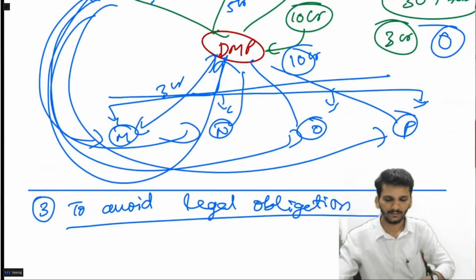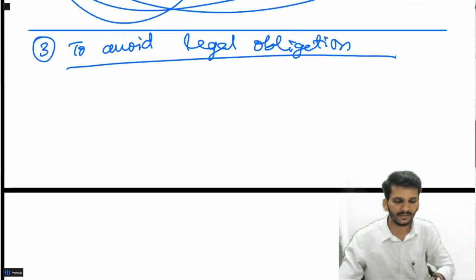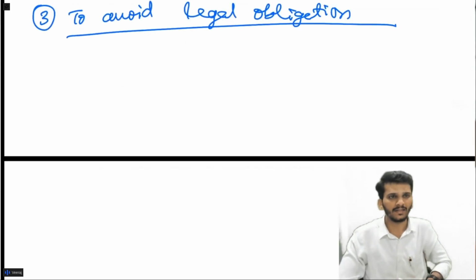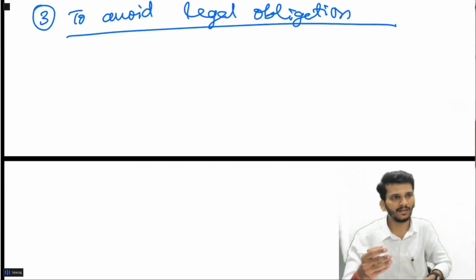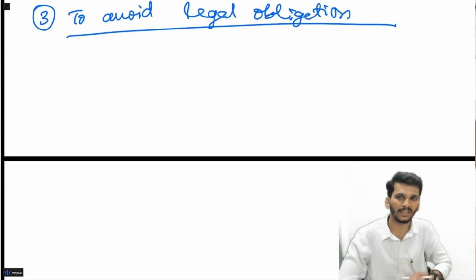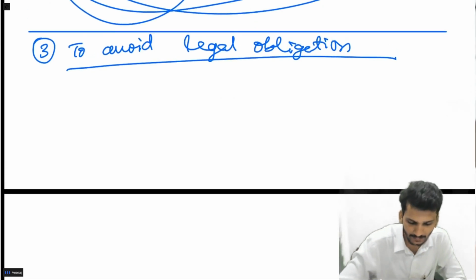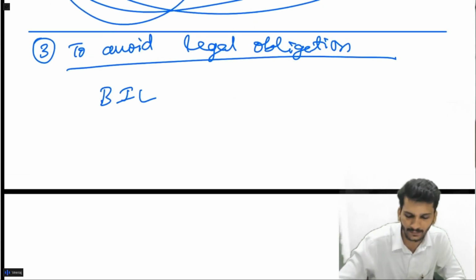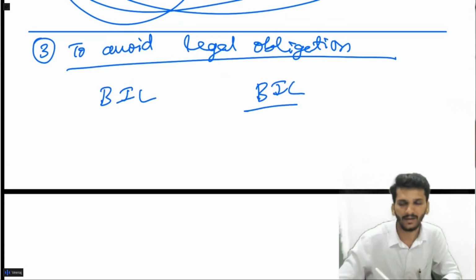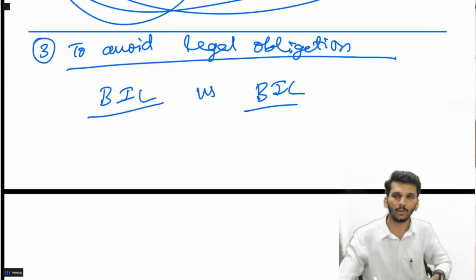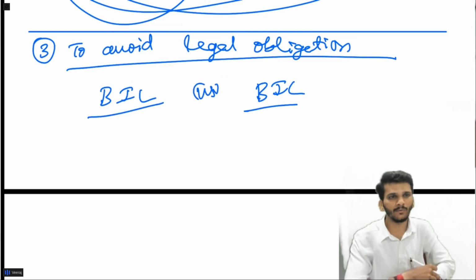For example, a company said, if you work for 1 month, I will give you 30,000 rupees salary. It is a legal obligation. If you work, as per law he has to give 30,000 rupees salary. Now there was a case law, Bhavanagar Industries Limited versus New Bhavanagar Industries Limited. Just remember it as Bill versus Bill.